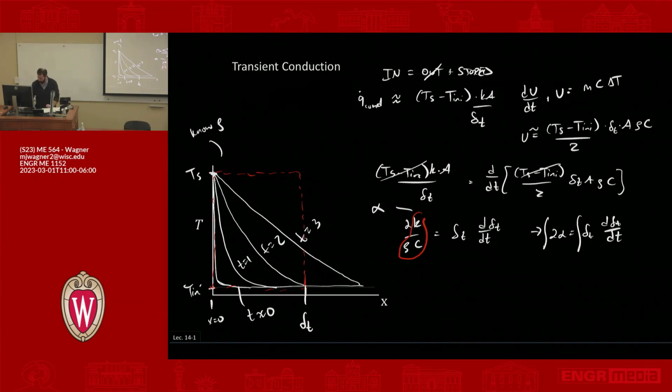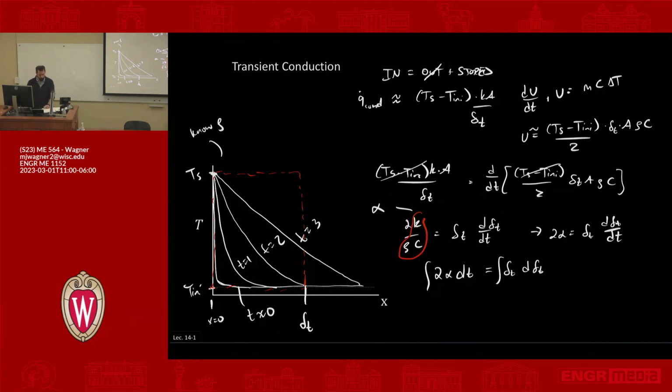Sorry, let me do one thing here. Let me bring that time over. So we have 2 alpha d time is equal to delta t d delta t. So I'm integrating the left-hand side and I'm integrating the right-hand side. So the right-hand side is pretty clear, right? I'm integrating this with respect to d delta t, with respect to the rate at which this delta t is changing. On the left-hand side, I have to integrate that with respect to time, right?